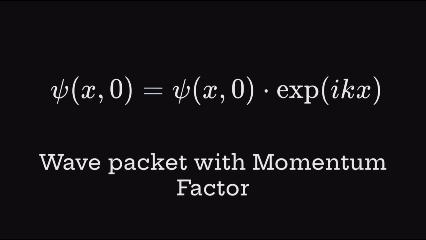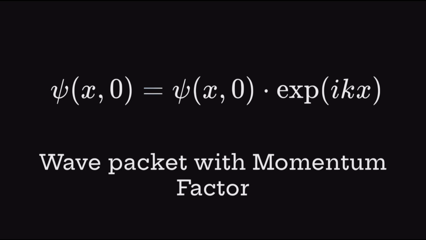This is the momentum factor, which introduces oscillations into the wave packet. K is the wave number, related to the particle's momentum. Without the momentum factor, the wave packet is stationary and doesn't move. By multiplying the initial wave packet with e to the power of ikx, we add momentum to the wave packet. The particle now has a specific momentum and moves to the left or right, depending on the sign of k, which could be positive or negative. The larger the value of k, the higher the particle's momentum, and the faster it moves.